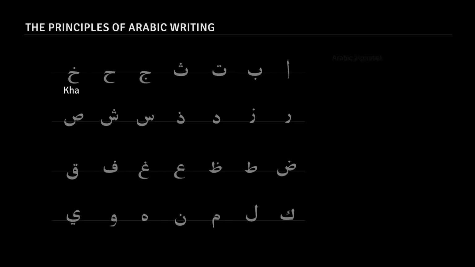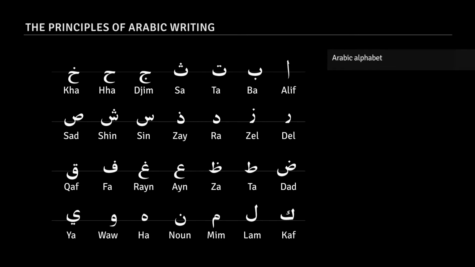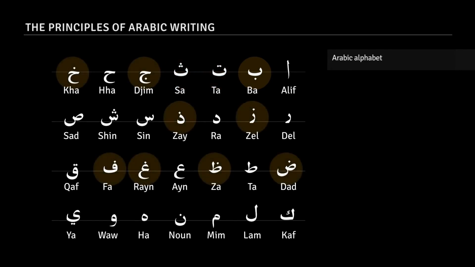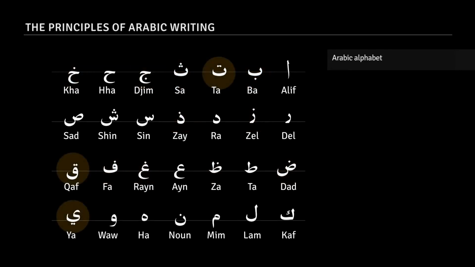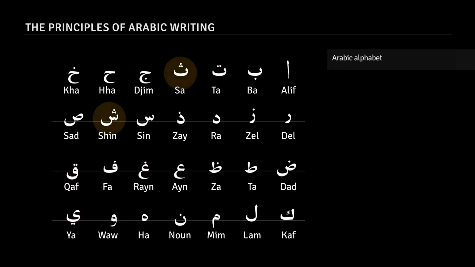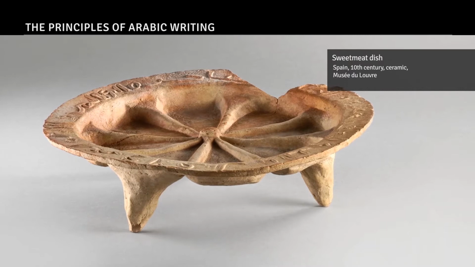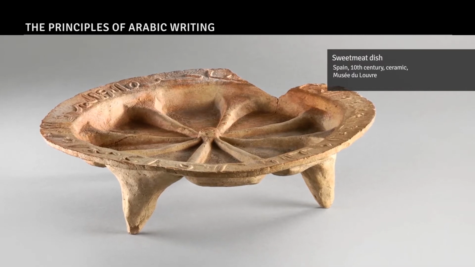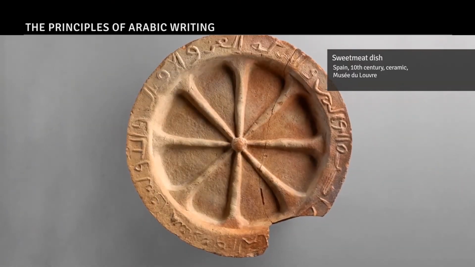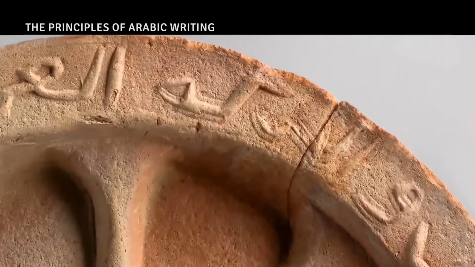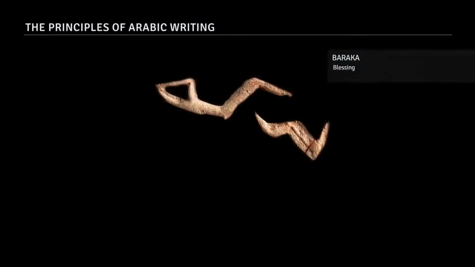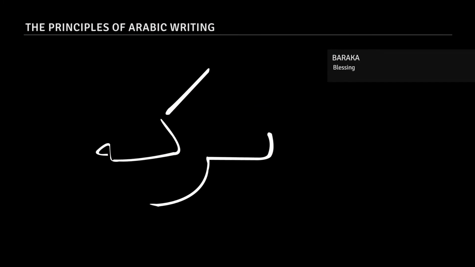Some letters have the same shape, and only dots, 1, 2, or 3, differentiate them. Inscriptions on objects rarely include these dots. Habit of reading and frequency of the formula allow the reader to understand them.